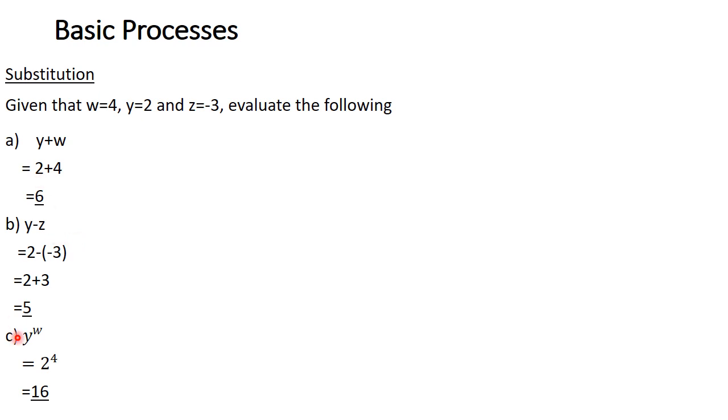Then we have y power w. So again, y is 2. So we just replace y with 2 and w with 4, because w is 4. So 2 power 4, which is 16. 2 times 2 times 2 times 2, it's 16. So this is how to work with substitution. I think now we are done. We can go to the next.